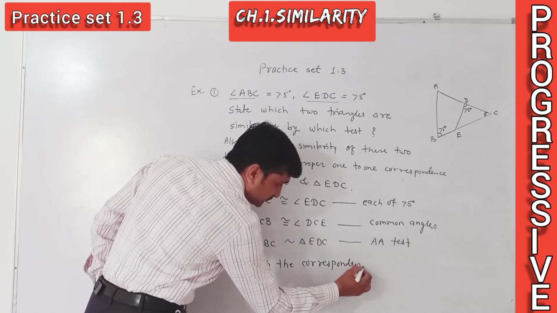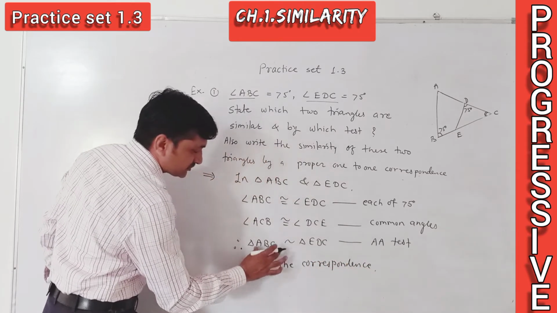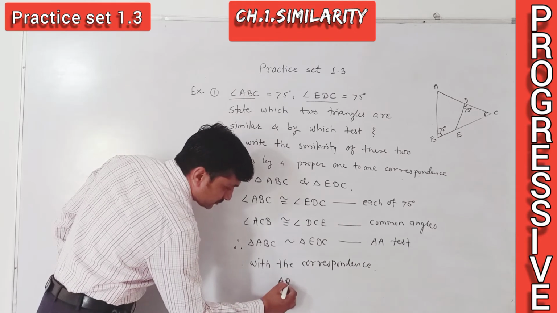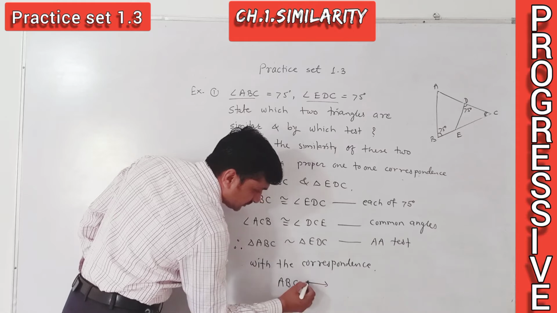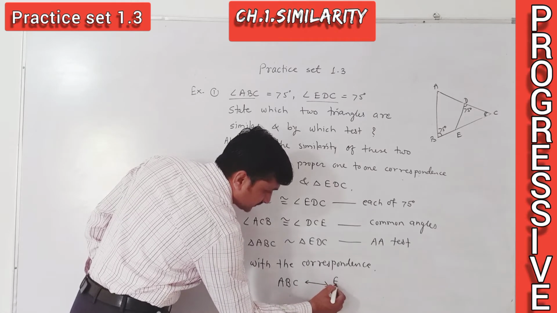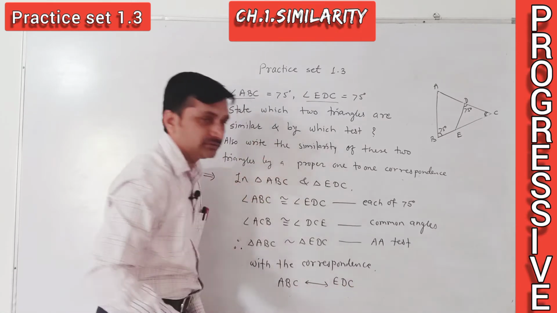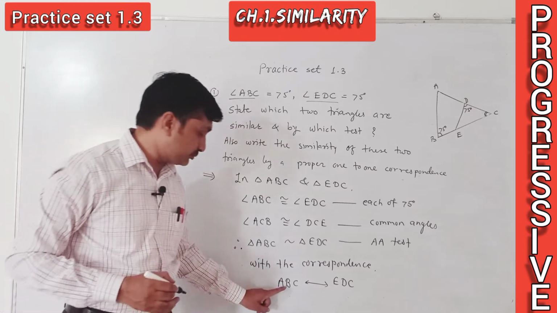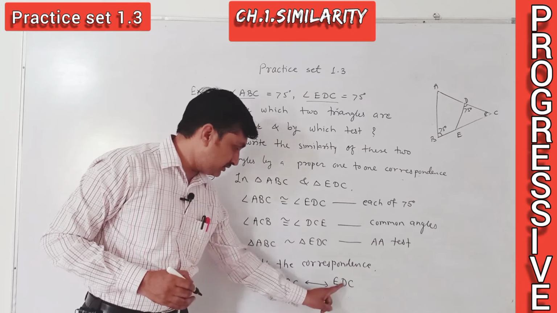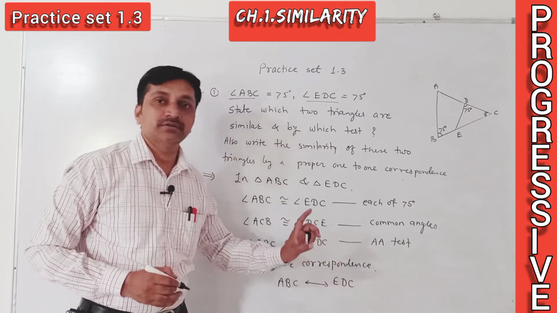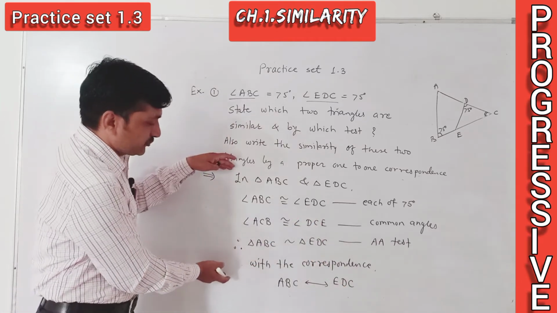With the correspondence. Now, how do we write correspondence symbolically? Correspondence is written with their vertices. The vertices are ABC. ABC corresponds to EDC. That is the correspondence of vertices. It means A corresponds to E, B with D, and C with C. In this way, it is very easy.